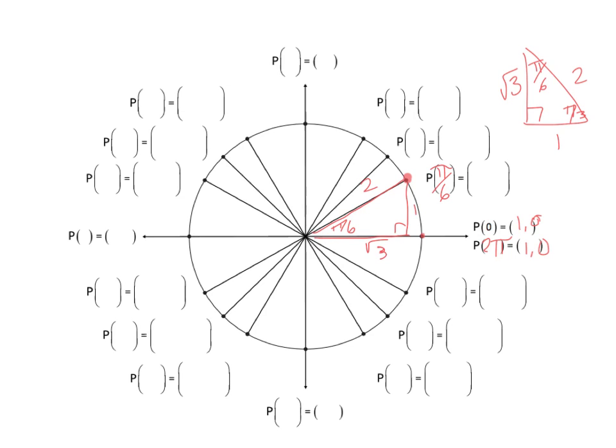And we're going to do it based on the fact that on the unit circle, the points x, y are actually the cosine of the angle and the sine of the angle. So the x coordinate of a point on the unit circle is the cosine of the angle. The y coordinate is the sine of the angle.